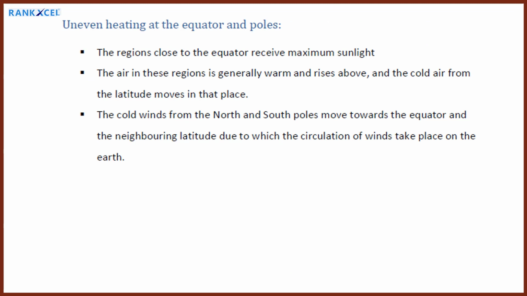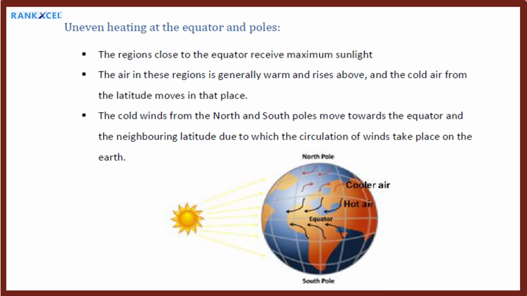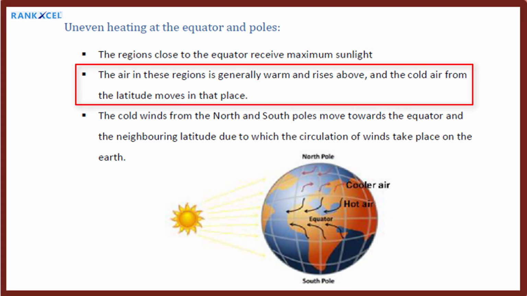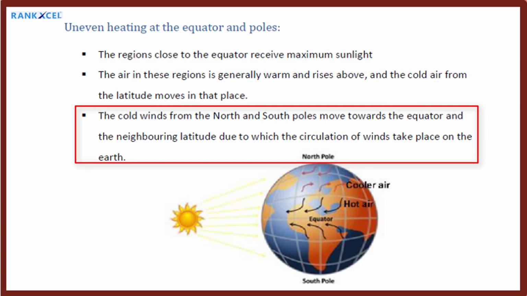Uneven heating at the equator and poles. The regions close to the equator receive maximum sunlight. The air in these regions is generally warm and rises above, and the cold air from the latitude moves in that place. The cold winds from the north and south poles move towards the equator and the neighboring latitude, due to which the circulation of winds takes place on the Earth.